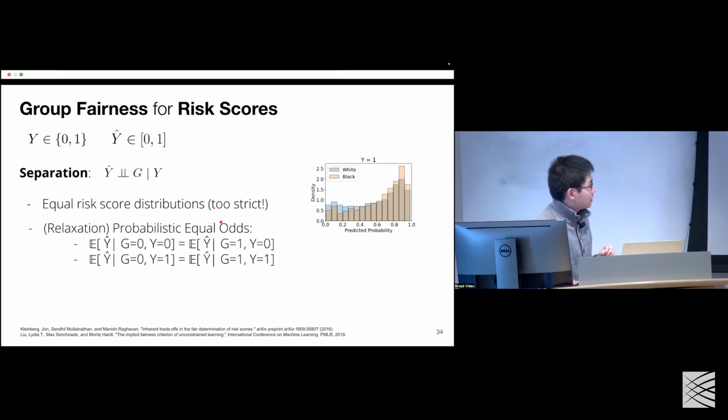And so there's a relaxed version of this called probabilistic equalized odds, which simply says, instead of having the whole distribution be the same between the groups, we now just want the mean to be the same between the groups.